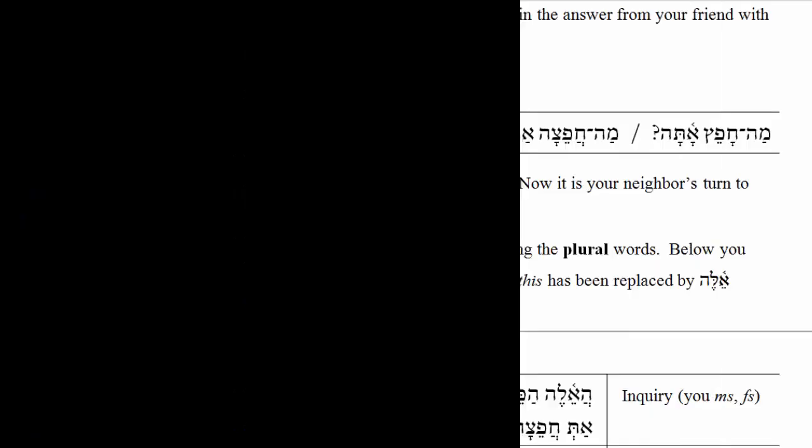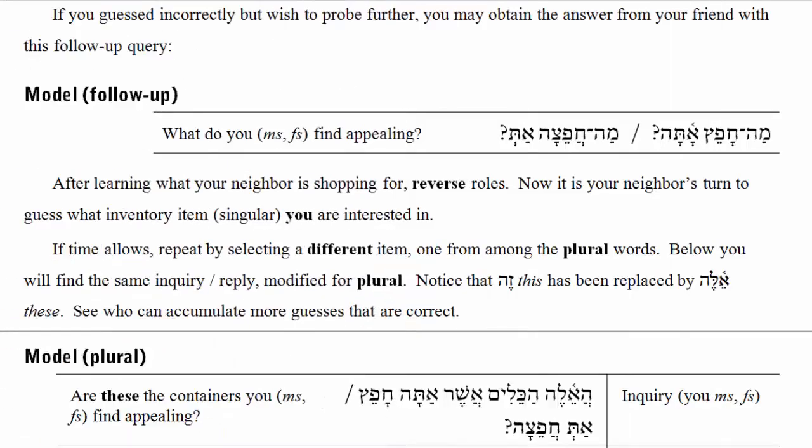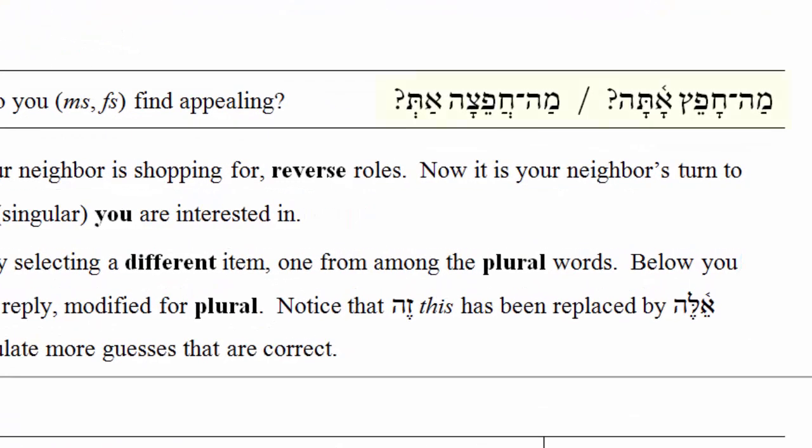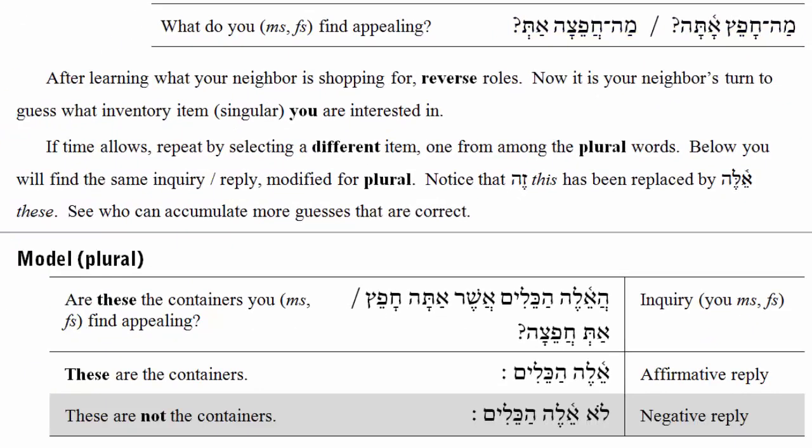In case you're having difficulty as a merchant isolating which particular item your customer classmate is interested in, you may just resort to the following question under the heading Model Follow-up in order to ascertain what it is that he or she is interested in. Ma chafetz ata? Or if your customer is female, Ma chafetza at? To this point, we've cast the exchange as only isolating a single commodity, a single item.